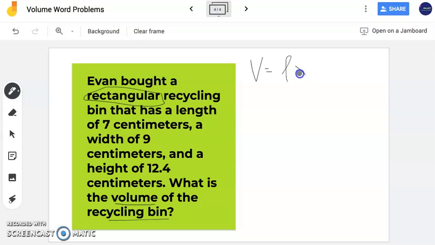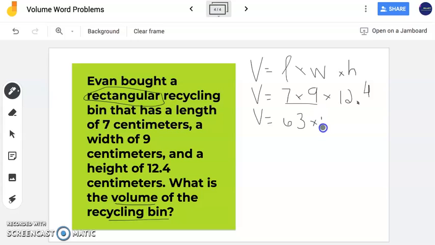So I can do my length times my width times my height. Now, just like we did for the other previous problems, I'm going to now substitute my L for the given length of 7 centimeters. I'm going to substitute my W with the given width of 9 centimeters. And I'm going to substitute my height with the given height of 12 4/10. Notice I'm rewriting this all on scrap paper to help me keep nice and organized when solving this problem. 7 times 9 is 63.